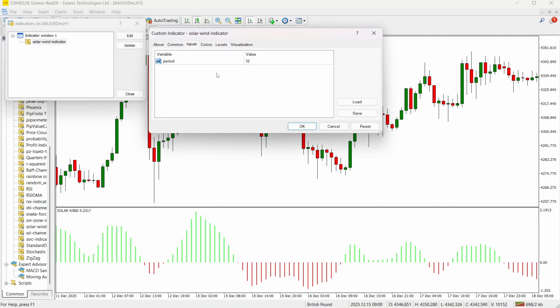Many versions of the indicator allow users to adjust settings such as smoothing periods and sensitivity, making it suitable for different trading styles, whether scalping, day trading, or swing trading.